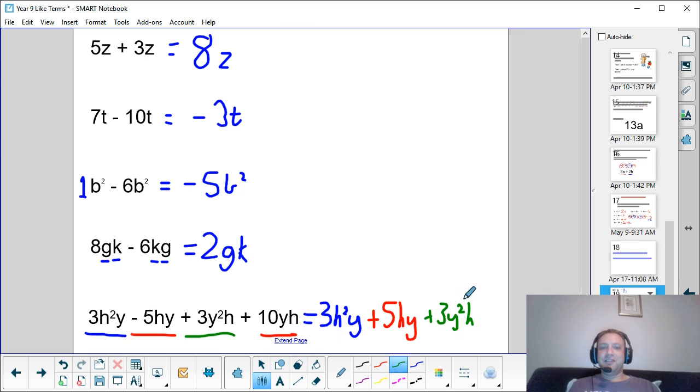Okay, so we identified the only pair of like terms that were in it, and we put them together. Okay, so that's the end of this lesson. There'll be some work for you to go through related to like terms on Google Classroom, and then there'll be some mathematics for you to do as well to round out your first week of remote learning.